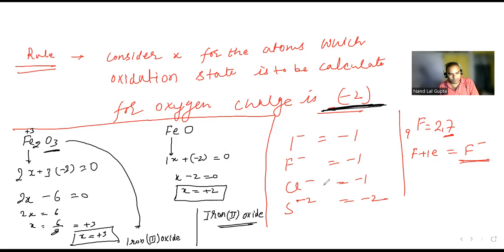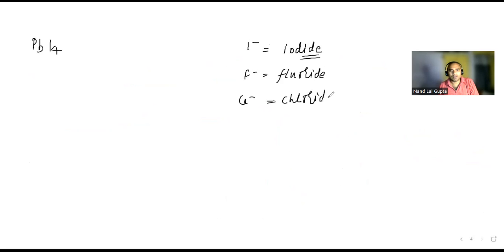So can I go to the next question? Next question is PbI4. What is the negative ion? I negative is there, and its name is iodide. Chloride, fluoride, iodide. F minus is fluoride. Cl minus is chloride. What is Pb? Pb is called lead.